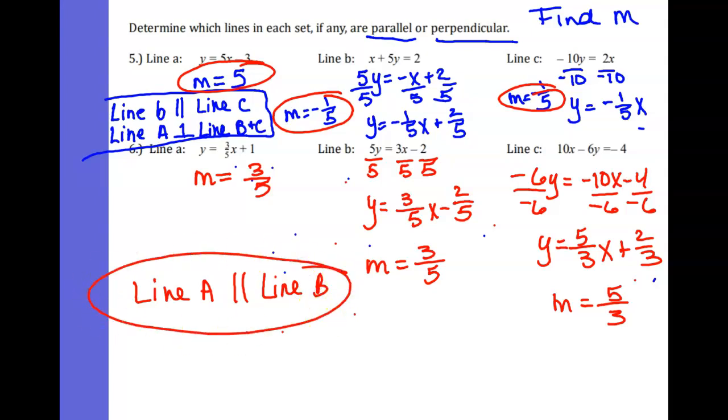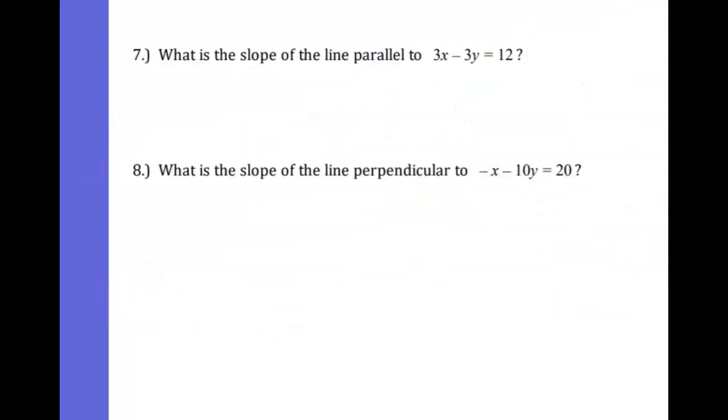Okay, all right, so looking at number 7, we have a question like this. What is the slope of the line parallel to this equation? What you're going to have to do is first figure out the slope of that equation, and you need to put it into slope-intercept form. So we do this a lot. We're solving for y. Negative 3y equals negative 3x plus 12. We divide by negative 3.